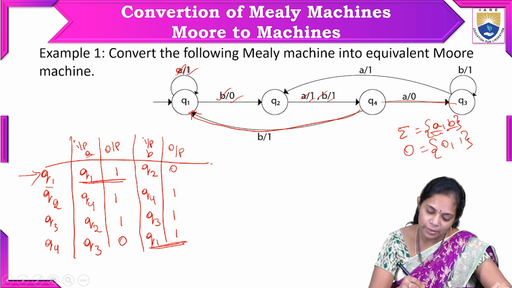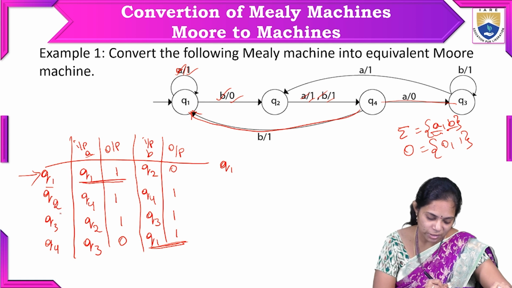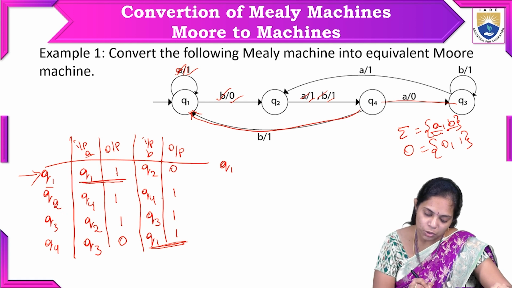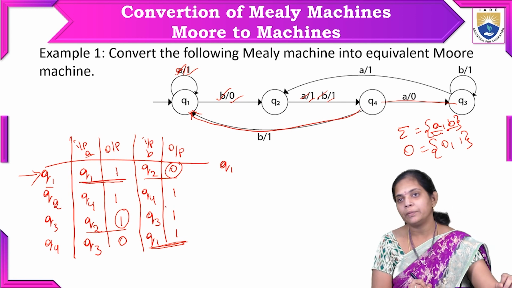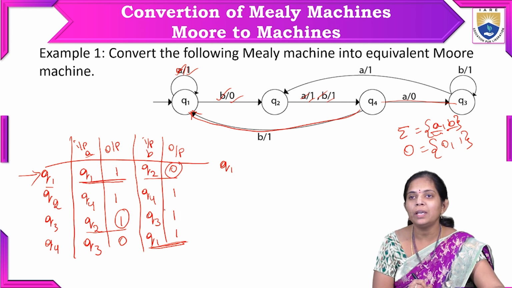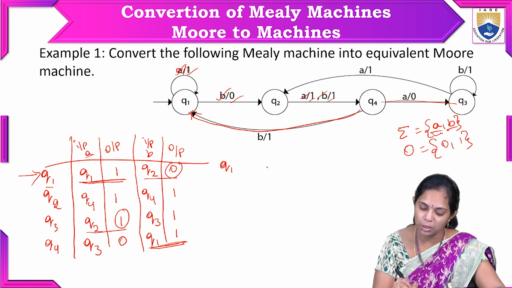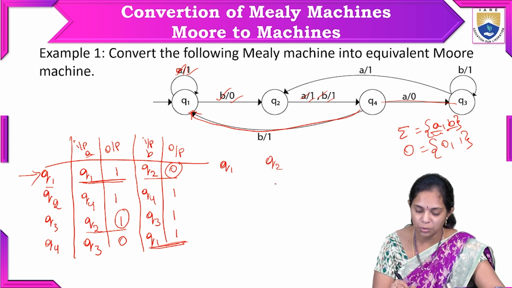So we take Q1 as it is, and then Q2. Let's check the Q2 state. Q2 has output 0 as well as output 1. So for the state Q2, we have to split Q2 into two states, since we have two outputs.